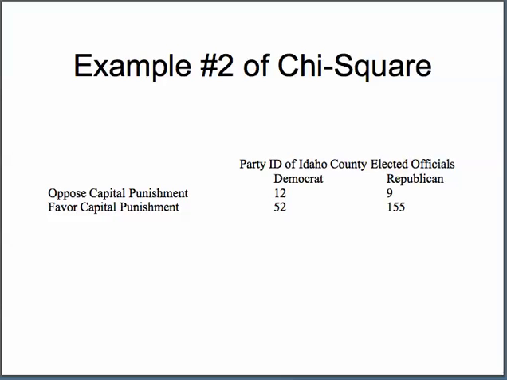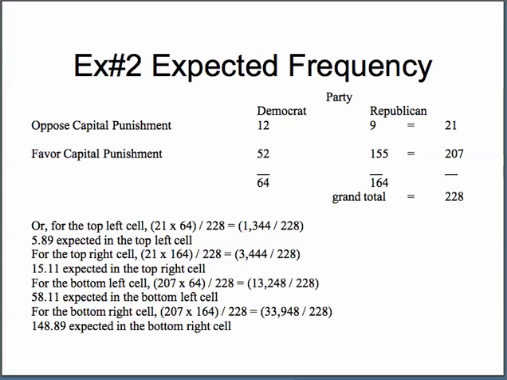Notice that the overwhelming majority of county elected officials favored capital punishment, but is there a difference between the county elected officials on their capital punishment views based on their partisanship? Our first task is to calculate the expected frequency for each of the 4 cells. Row total times column total divided by total number of cases.